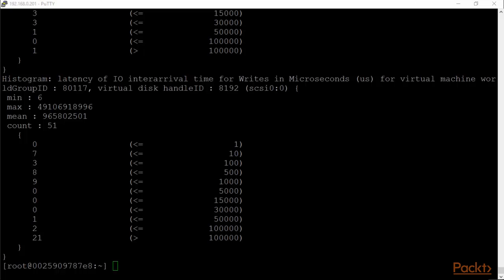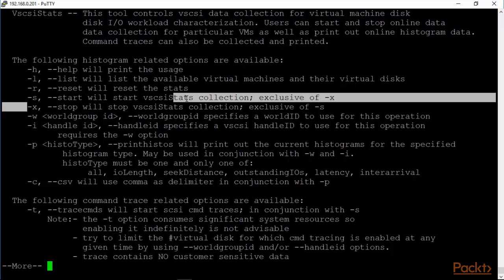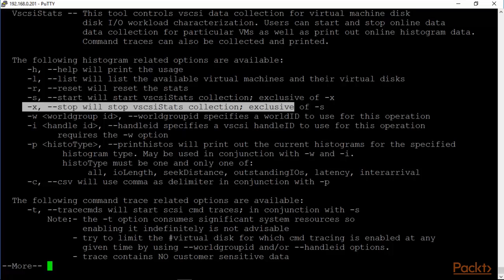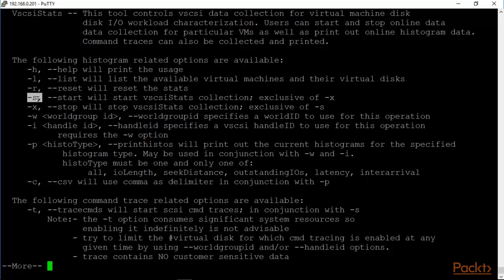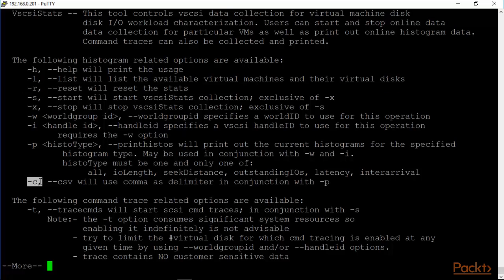So we are back now on our ESXi console here, and we had left vscsiStats running. So let's look at the commands for stopping vscsiStats. It is done with the -x, and the -s, as of course we've seen, starts it. -r is interesting because it will reset the stats and just keep going. One remaining option that we have not looked at was the -c CSV.